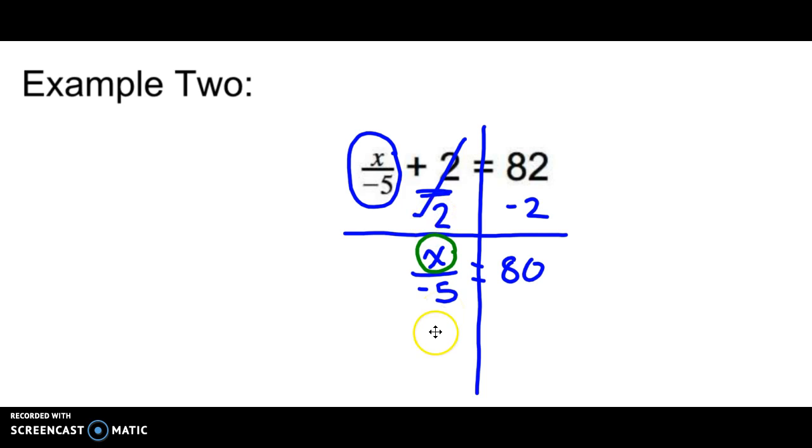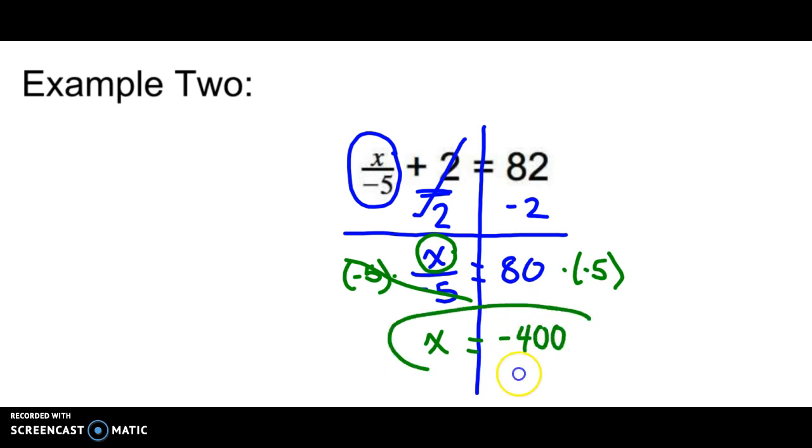It's division by -5, which means I need to multiply by -5, exactly what's there, which means I need to multiply this side by -5. Now I'm left with my 1x on the side by itself, and 80 times -5, positive times a negative is a -400. Again, we can plug that back in to just double check. -400 divided by -5 gets me 80, add 2, and I get 82.